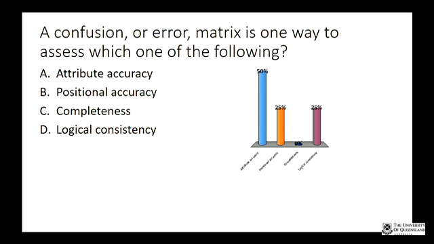Positional accuracy is really related to the difference between your true location and your actual recorded location. And logical consistency is errors that break topological rules, so connections between roads or polygons not sharing boundaries, those types of things. They're things represented in your GIS data set that don't make logical sense in the real world. And no one answered completeness, which is just missing data. It's important to know whether the data sets you're using are complete or not.